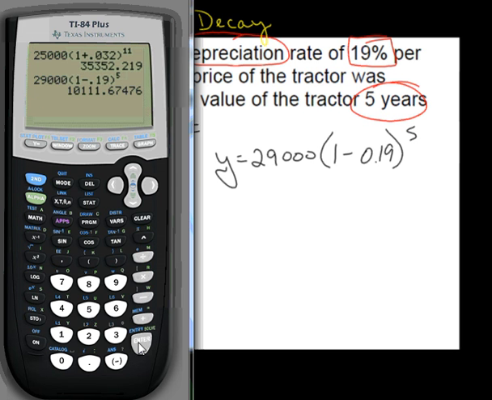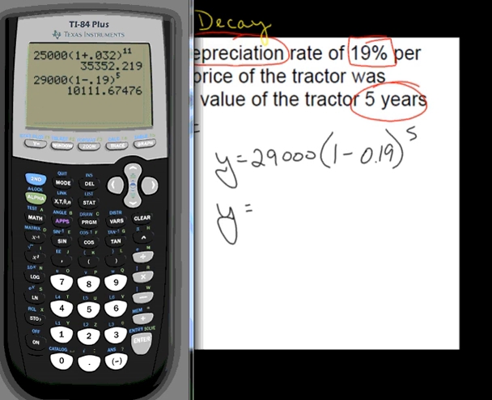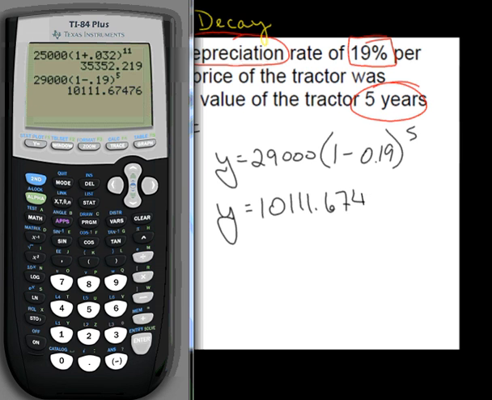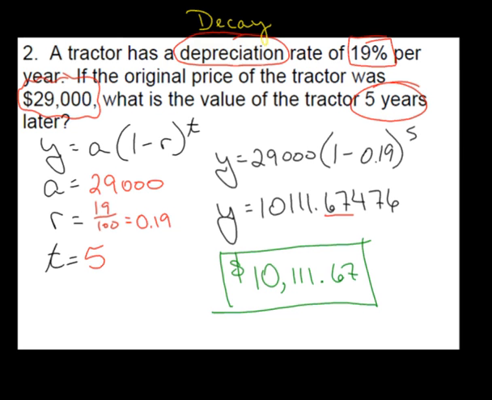Press enter, and we see that we have y is equal to 10111.67476. Here we're talking about money. When we're talking about money, we have to only go 2 decimal places. And we don't round this one up. We would round it using our regular rounding rules. So we would know that our value for our tractor would be $10,111.67 after 5 years.